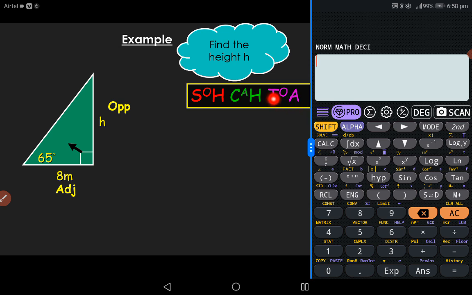So here we are dealing with tangent. Tangent is the opposite side divided by the adjacent side of the given angle. We are looking at the given angle, which is 65 degrees. So we want to find the opposite side. What is the opposite side? That happens to be h, this one here.